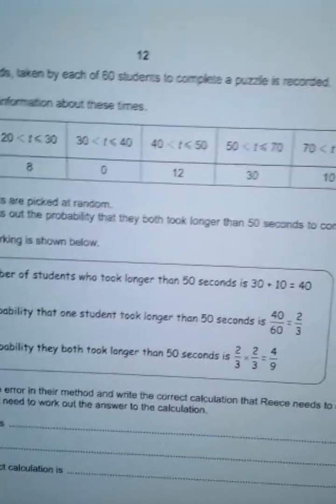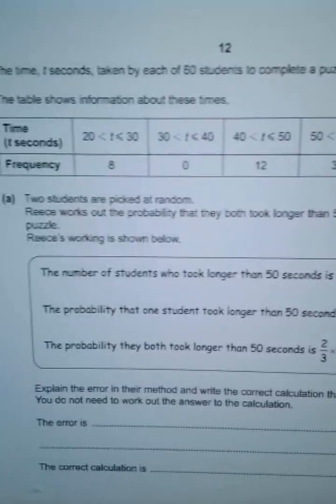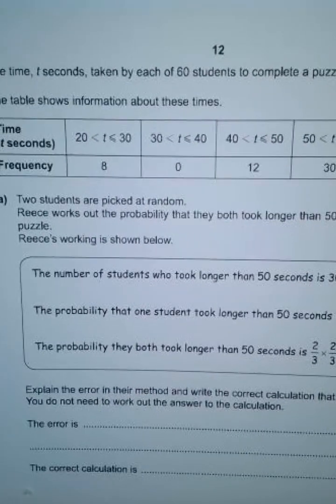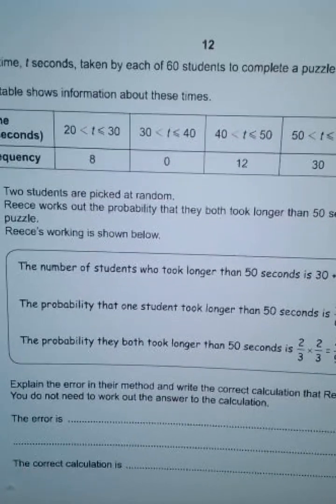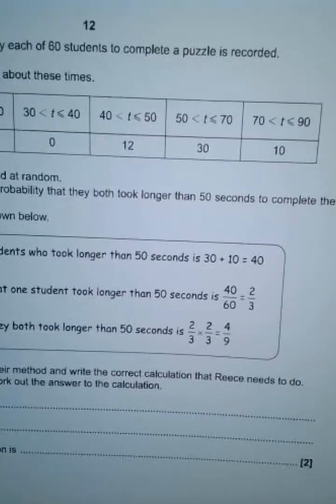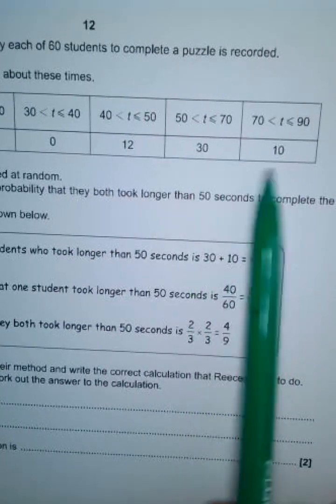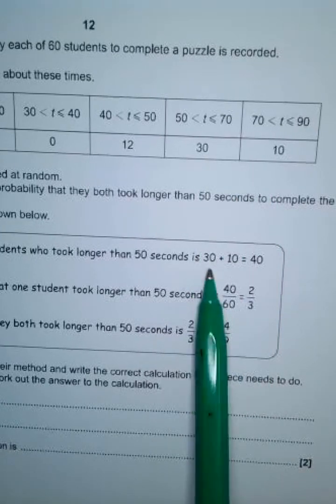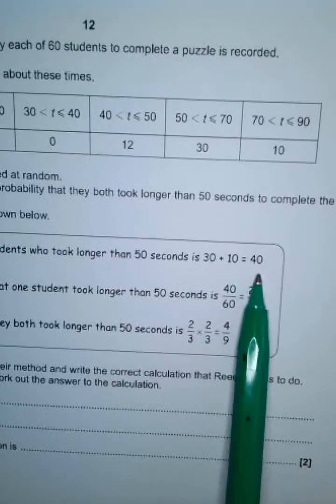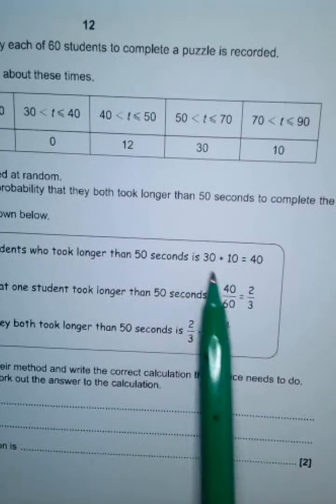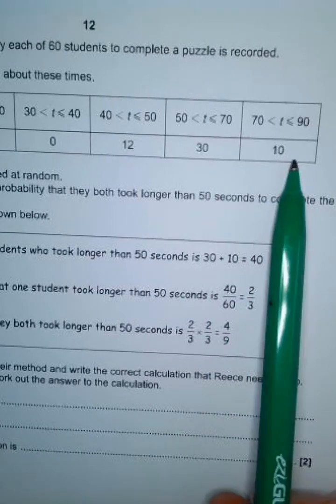So the first bit here says that Reese is working out that if two students are picked at random, what's the probability that both of them are going to take longer than 50 seconds. So it's these two groups here. So he's saying if I do 30 plus 10, that's 40. That's all the students that took more than 50 seconds, which is correct.